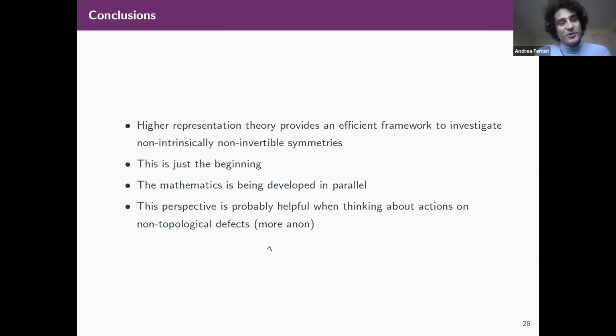So to conclude, a few minutes early, the higher representation theory provides an efficient framework to investigate these non-invertible symmetries. So this is just the beginning. The mathematics is being developed in parallel. For example, if you start browsing the literature about three representations, things become much more sparse somehow, at least the very concrete ones.